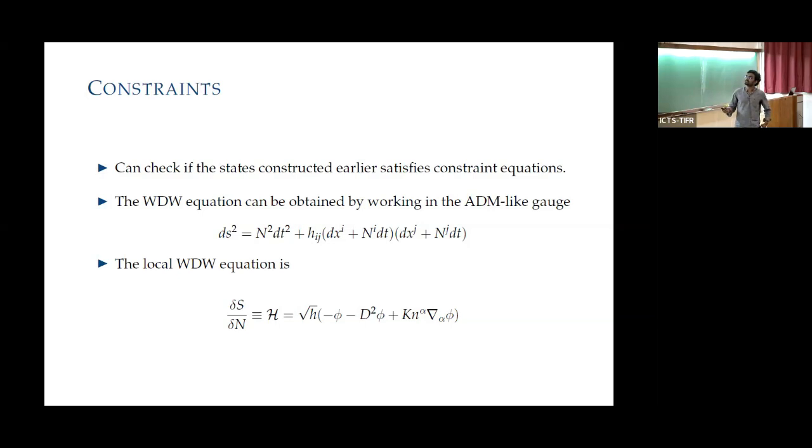What we want to check is whether the wave functions that we constructed satisfy these constraint equations. What I mean by constraint equations is the Wheeler-DeWitt equation when we write the metric in the ADM gauge like this, radial quantization. The local Wheeler-DeWitt equation looks something like this, obtained by varying the action with respect to the function n here. This is a standard well-known Wheeler-DeWitt equation. Now we want to check whether this, promoted to an operator, annihilates the wave functions that we constructed.